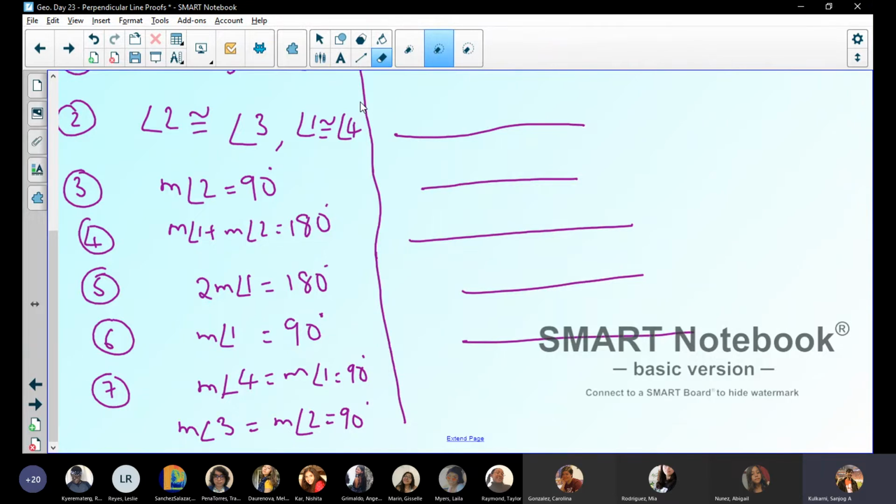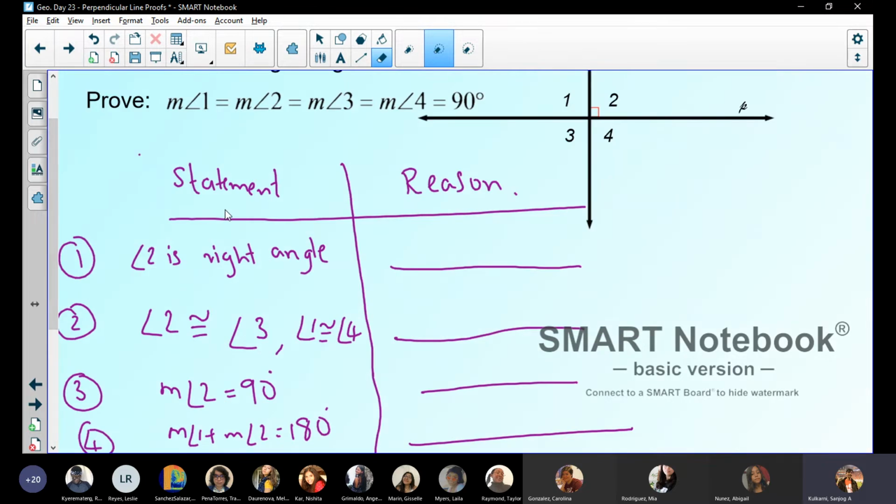Just look for your reasons via chat and see what we have. First, I see given, second definition of vertical angles, then definition of right angle. So let's see, they are right. So this is given, that's absolutely right. It was given.